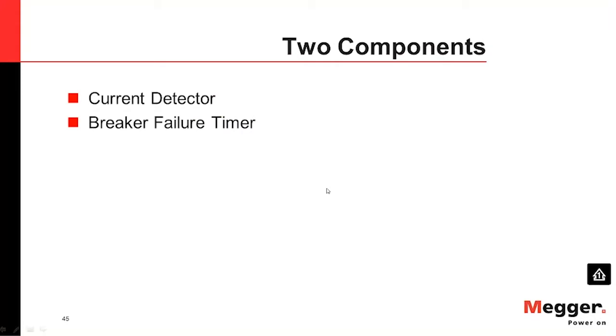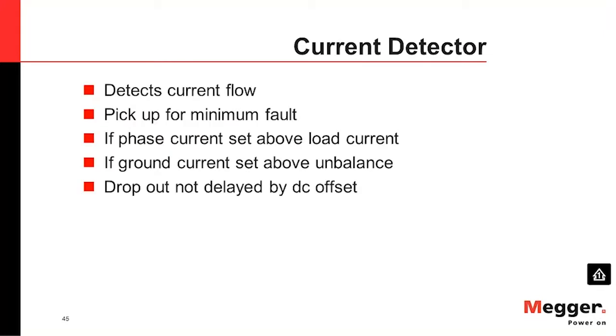Now, what do we need, or what are the components we are working with? It's like a current detector and a timer of breaker failure, these two things. Now, the current detector will detect the current flow, which needs the pickup, as we said, if it is phase or three-phase or it's the ground.